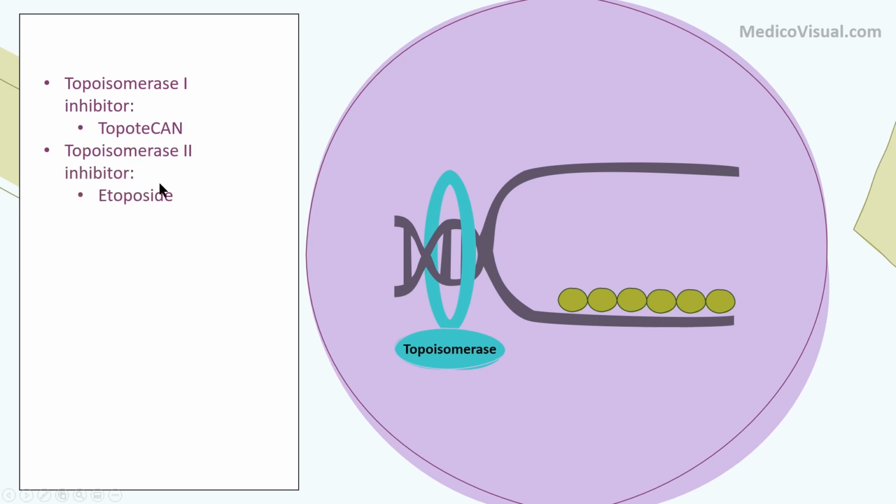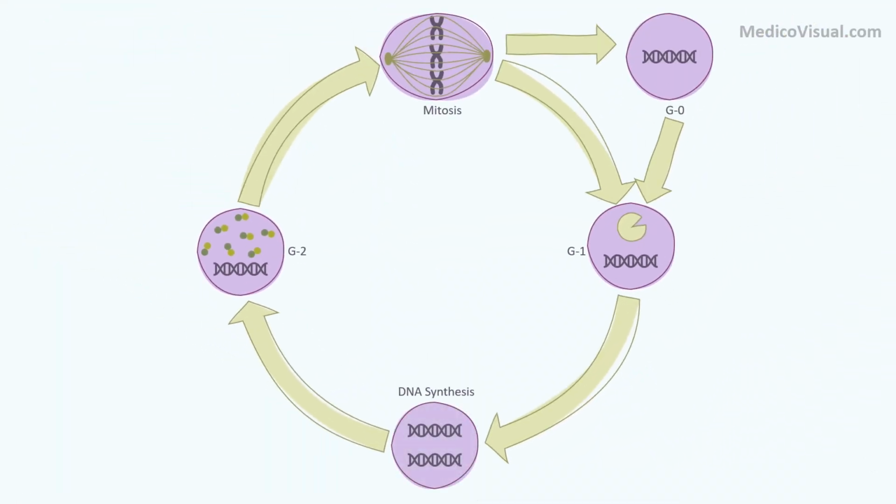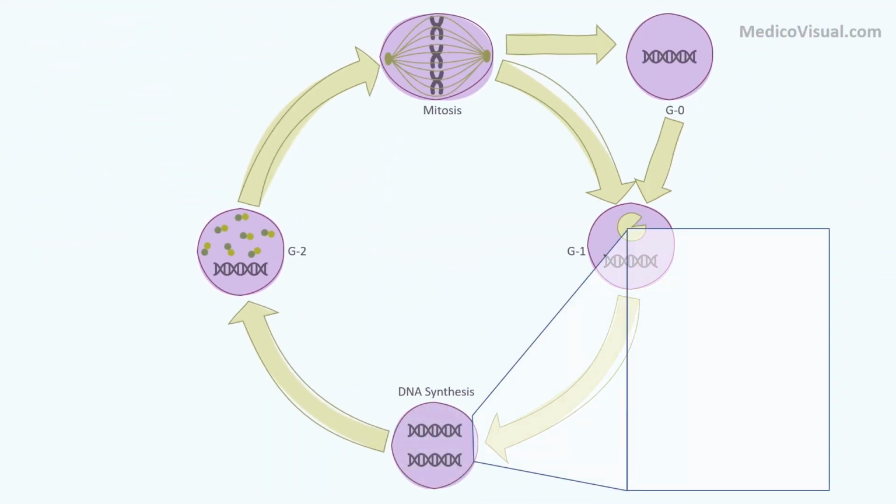Then there is a drug which sits on the side of topoisomerase 2 and prevents it from functioning. That is the topoisomerase 2 inhibitor, which is etoposide. So topotecan is a topoisomerase 1 inhibitor and etoposide is a topoisomerase 2 inhibitor. Again, both these drugs will act in S phase and will arrest the cell cycle here in S phase. So these were the drugs that act in S phase.